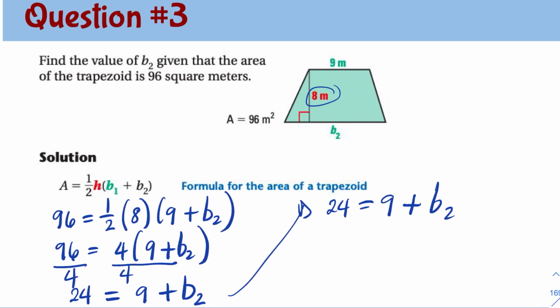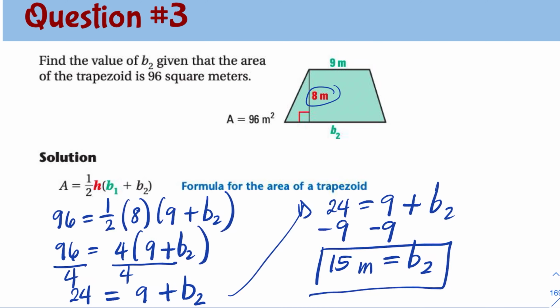Now we continue solving the equation. We can do the inverse operation again, which is minus 9 to both sides. And 24 minus 9 is 15, which is the value of our base number 2. So the unit is meters. So base 2 is 15 meters.